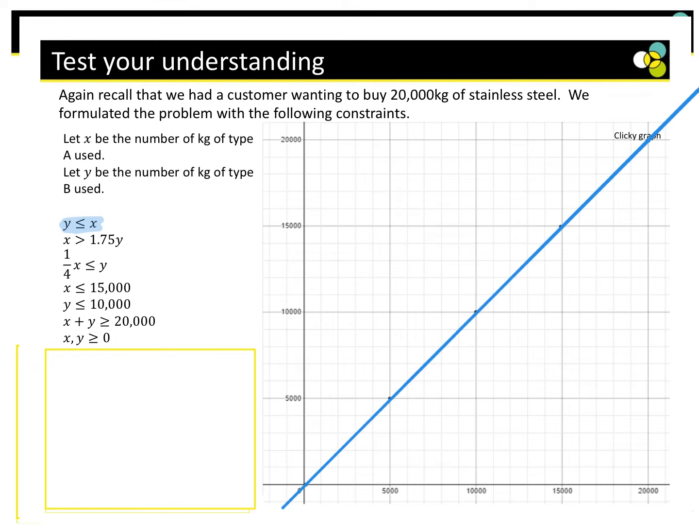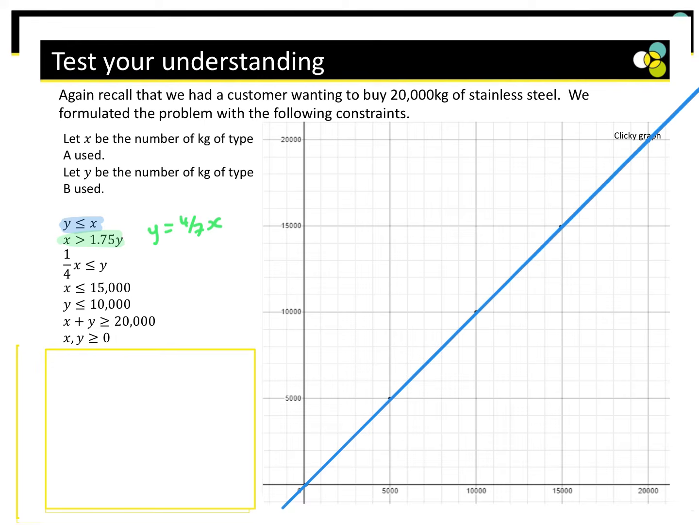X, green, I'm going to do this one. X is greater than 1.75, right, okay, I'm going to change that around. What is 1 divided by 1.75? 4 over 7. So y equals 4 over 7 x? Yes. So what does that essentially mean?